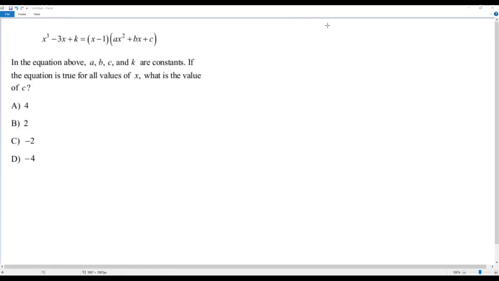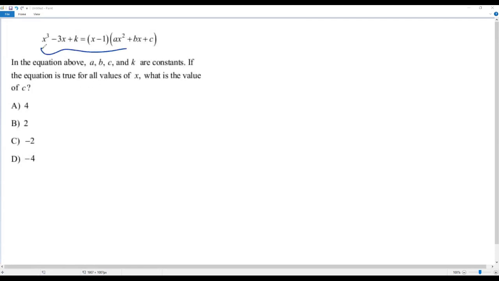Here we have a SAT math problem. Okay, let's go to the question. x cubed minus 3x plus k equals (x minus 1) times (ax squared plus bx plus c). In the equation above, a, b, c and k are constants. If the equation is true for all values of x, what is the value of c?